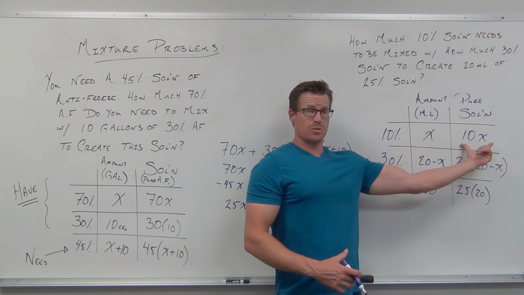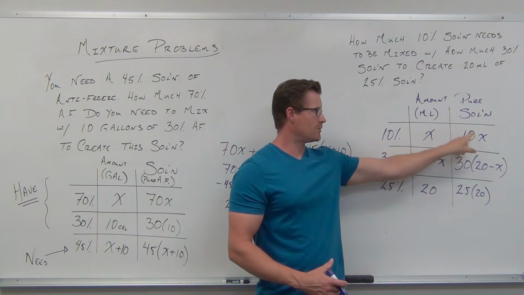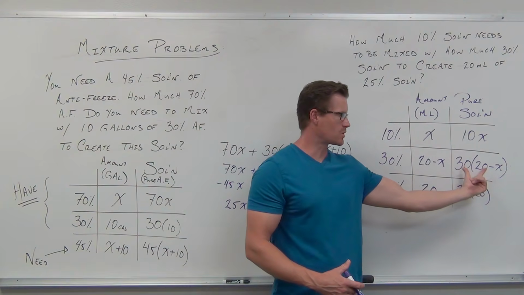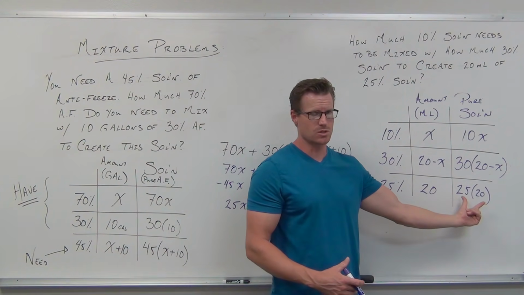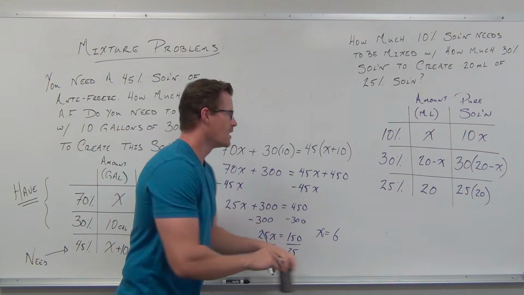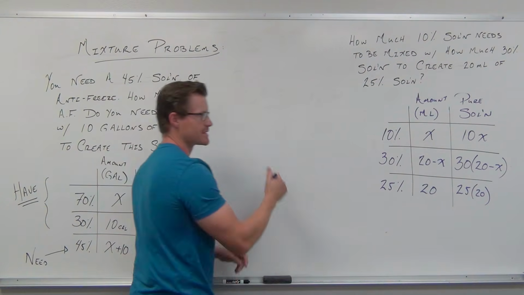If this is the amount of pure solution and this is the amount of pure solution, the amount that you have is going to add up to the amount that you need. The amount of pure solution here plus the amount of pure solution here equals the amount of total pure solution that you have. Just add these up. It's going to look extremely similar to this. We'll go through it to make sure you get the right answer, but the idea is exactly the same.